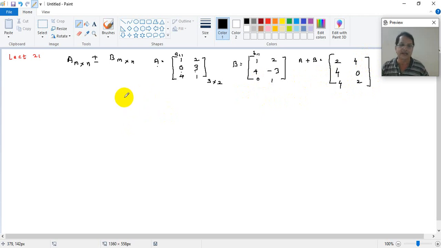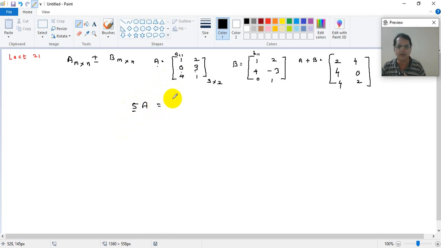So if say I want to calculate 5A, it means 5 is a scalar and A is that matrix. 5A means what? This matrix we are multiplying by 5. So what is the process? Each element of the matrix you will multiply by 5.